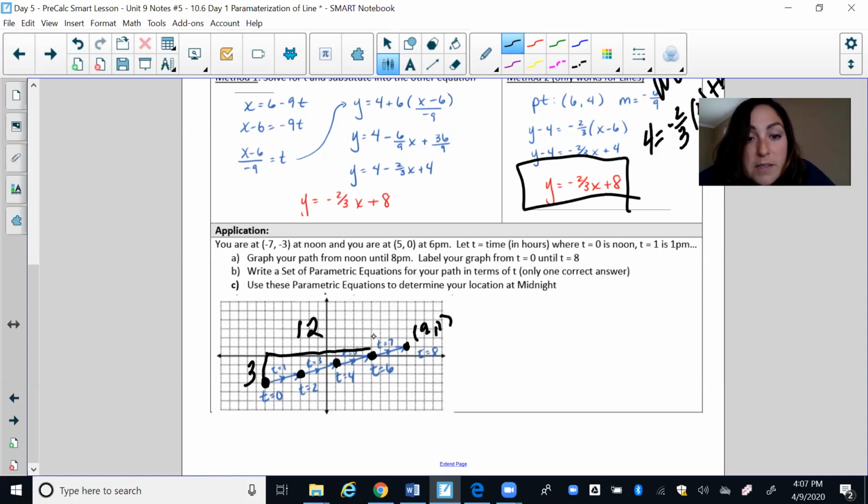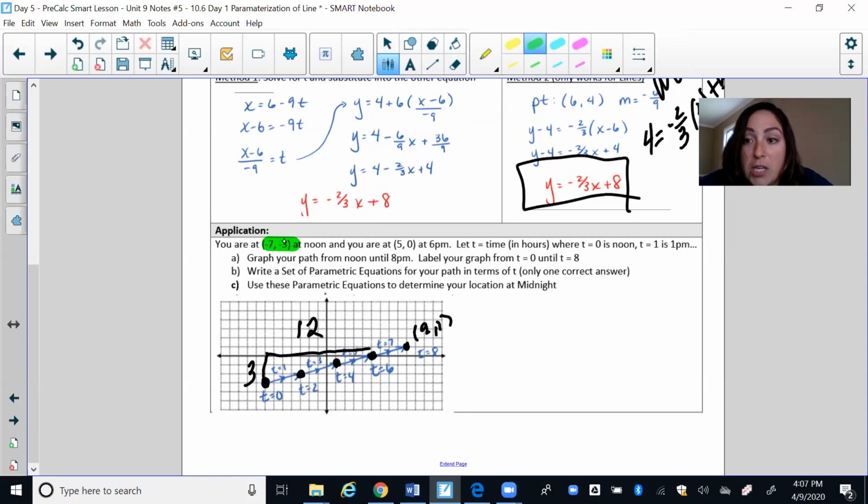So B, write a set of parametric equations for your path in terms of t. And now there's only one correct answer because our answer actually has context. So when I substitute in 0, I need to get this point (-7, -3). When I substitute in 8, I need to get that point (9, 1). So we actually need to represent this very specific speed and direction. So our initial point is wherever time equals 0, so in that case, it's (-7, -3).